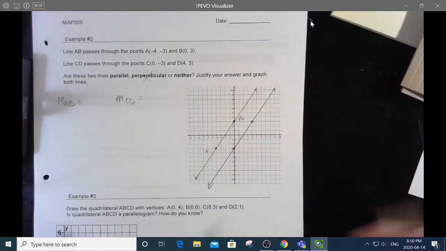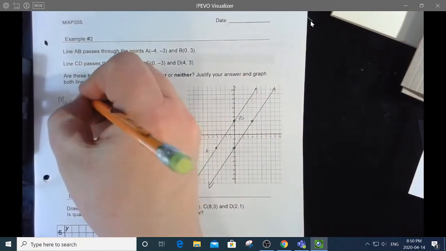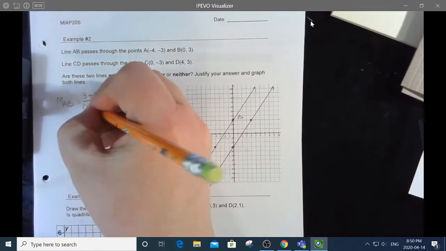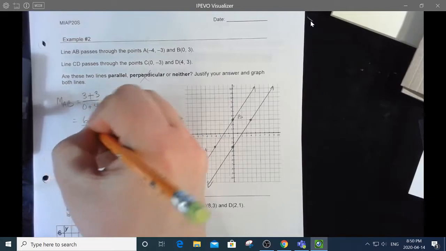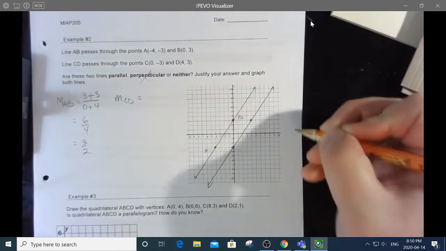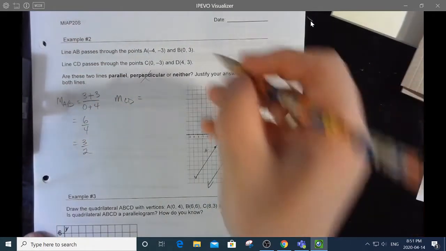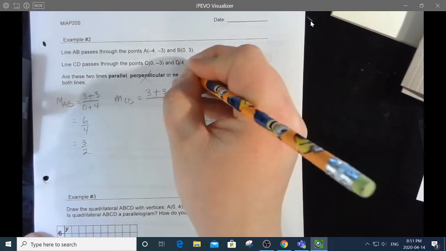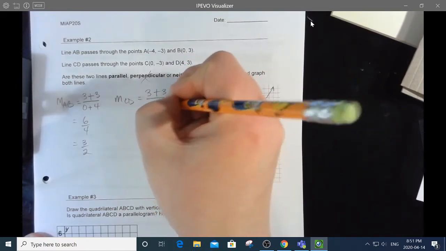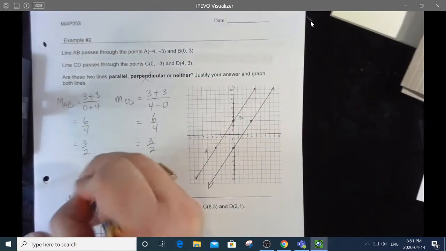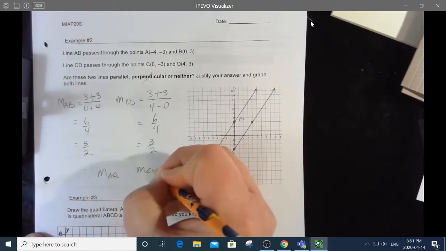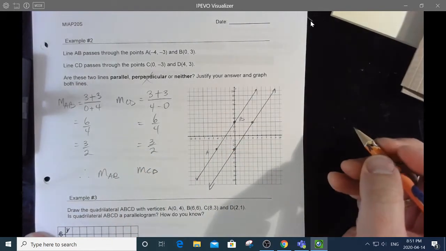You back? All right. 3 minus -3, over 0 minus -4, is equal to 6 over 4, which simplifies to 3/2. CD is 3 minus -3 over 4 minus 0, which is 6 over 4, which is 3/2. Therefore, m_AB is parallel to m_CD. Do you guys remember the symbol for parallel?